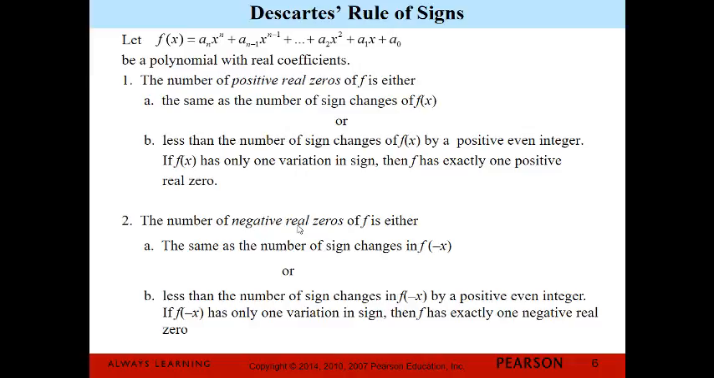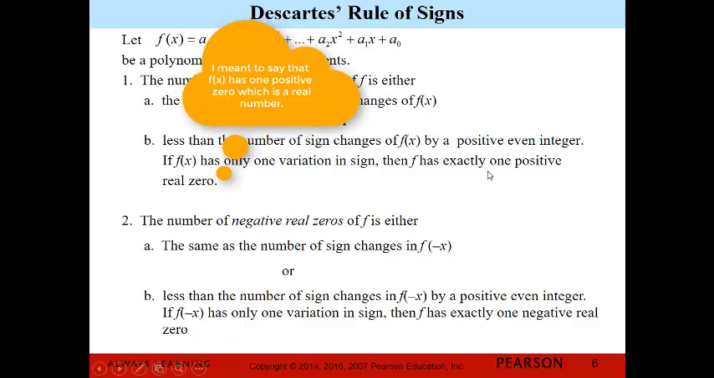And then in this section, you'll also need Descartes' rule of signs. So that tells me if I have a polynomial with real coefficients, the number of positive real zeros of the polynomial is either the same as the number of sign changes of the function or less than the number of sign changes of f of x by a positive even integer. If f of x has only one variation in sign, then f has exactly one positive real zero.